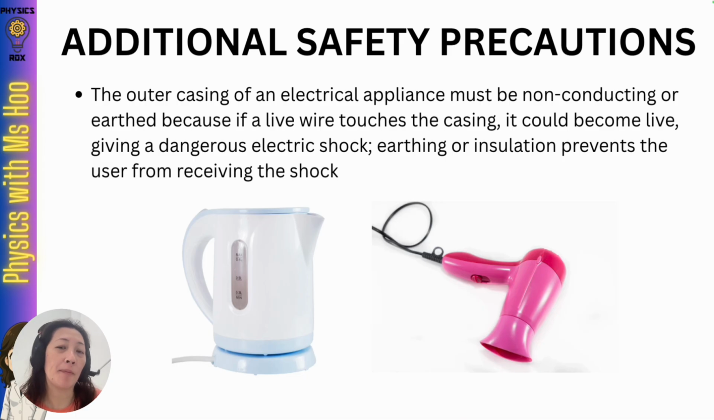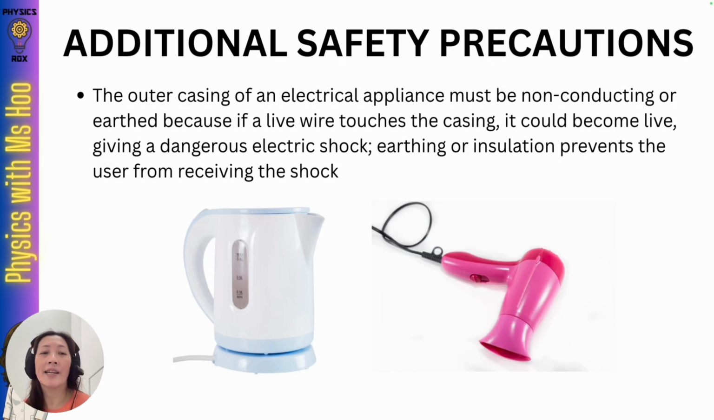Now, some additional safety precautions that you should know. So the outer casing of an electrical appliance must be non-conducting or earthed, because if a live wire touches the casing, it could become live, giving a dangerous electric shock, while earthing or insulation can prevent the user from receiving the shock. So, for example, if you have an electric kettle, the kettle actually draws a lot of current because it requires a high value of current to produce that high value of heat. And the same thing also applies to a hairdryer. You'll find that these kind of devices tend to be made out of plastic because plastic is an insulator.